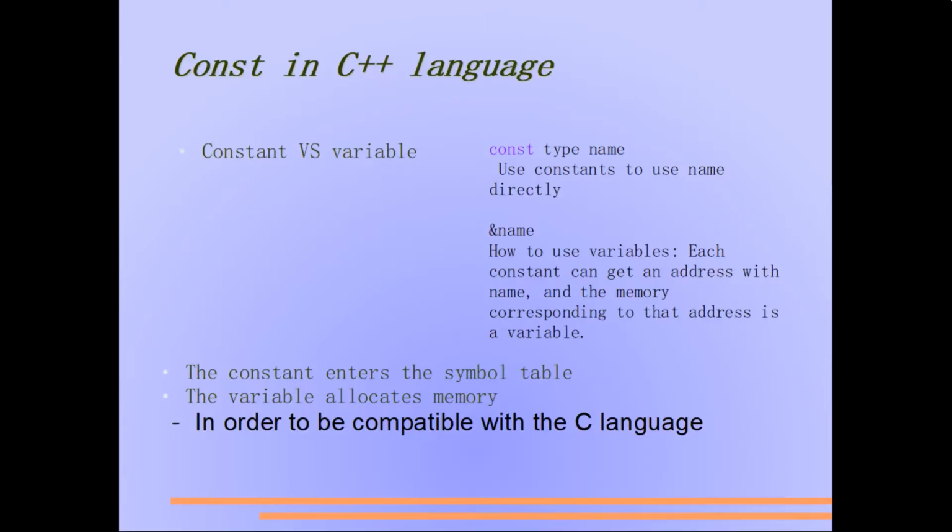When using constants in C++, you may produce corresponding variables, such as with the code const type name. Direct use of name gets the value of the constant. If we use code to take the address of name, this address points to memory space as a variable. The constant goes into the symbol table and cannot be changed. Variables will be stored in memory.